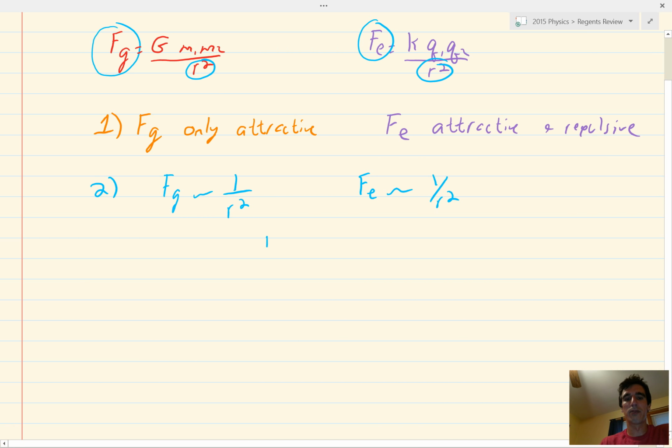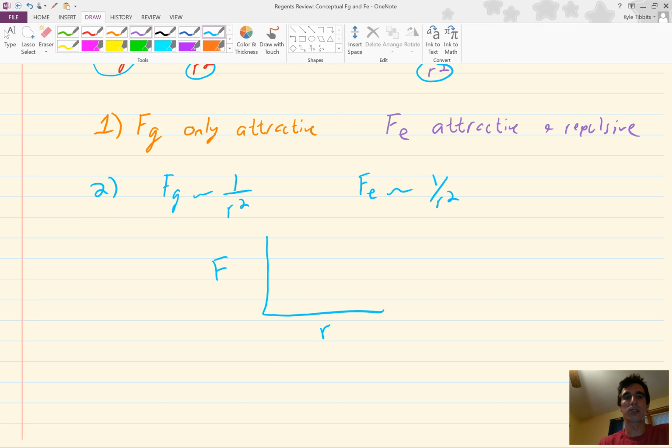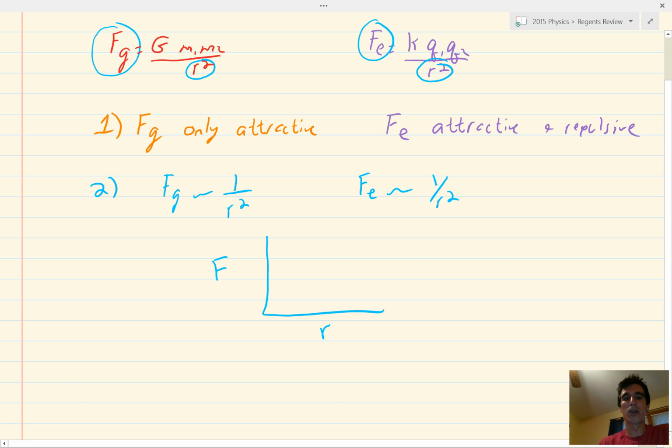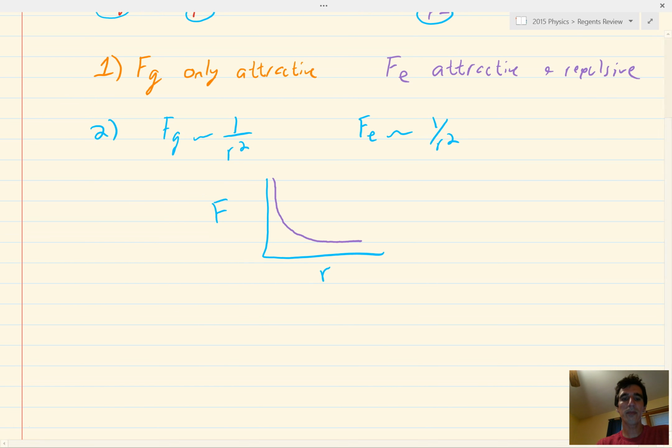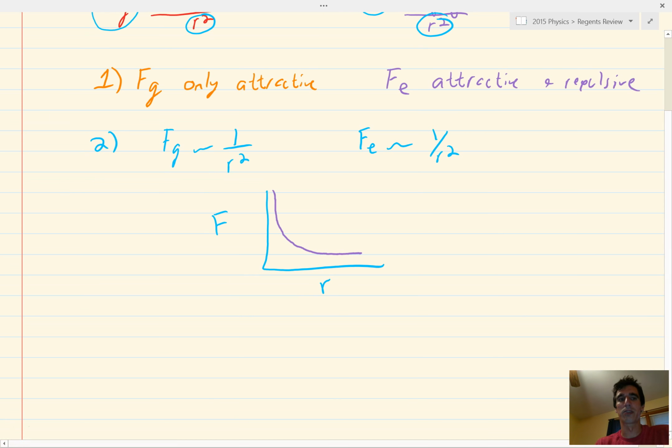If we look at these graphically, we'll have the force Fg or Fe on the y-axis and the distance between the two objects on the x-axis. And we know that the farther away you get from, let's say, the sun, the weaker the gravitational field strength is. Same with charges. The farther you get away from the charges, the weaker the electrostatic field is. So the relationship is inverse, and it looks something like this. That's a common question that will be asked.